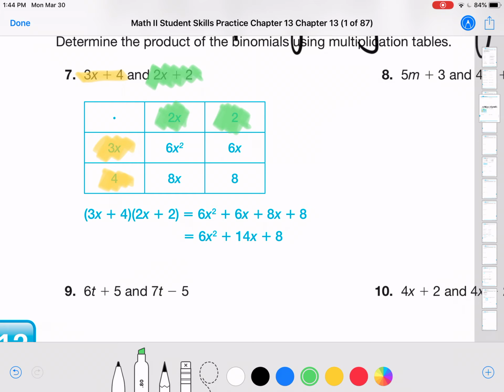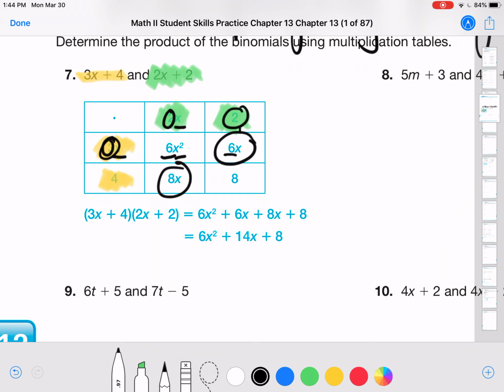And what they did was multiply. So they multiplied 3 times 2 and got 6. They multiplied x times x and got x squared. Then in the next box, they multiplied the next two terms. So they multiplied 2 times 3 and got 6. The x is just carried along. And then they did the same thing at the bottom. To get 8x, they multiplied 4 times 2. And then the last one, 8, they multiplied 4 times 2.